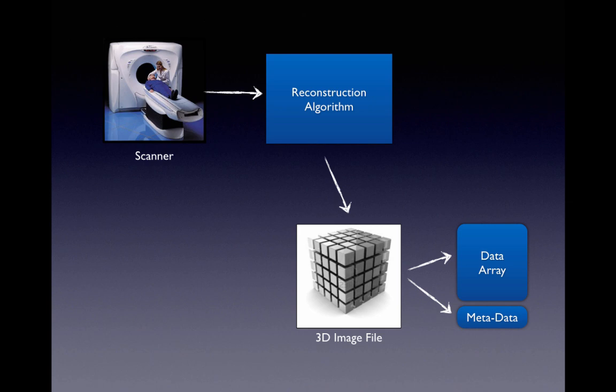So for example, if these values are 10, 100, 300, what are those values? For CT, those might correspond to Hounsfield units. For ultrasound, they correspond to something else. So that kind of information is encoded in the metadata. Patient information might be encoded in the metadata. The physical dimensions of this array will be encoded in the metadata.